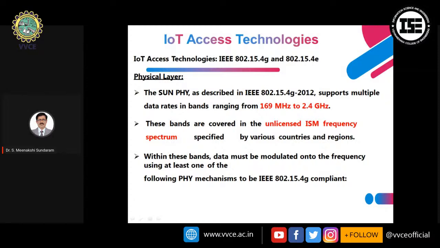169 megahertz to 2.4 gigahertz. So these bands are covered in the unlicensed ISM frequency spectrum specified by various countries and regions. Within these bands, data must be modulated onto frequency using at least one of the following physical mechanisms to be 4G compliant.